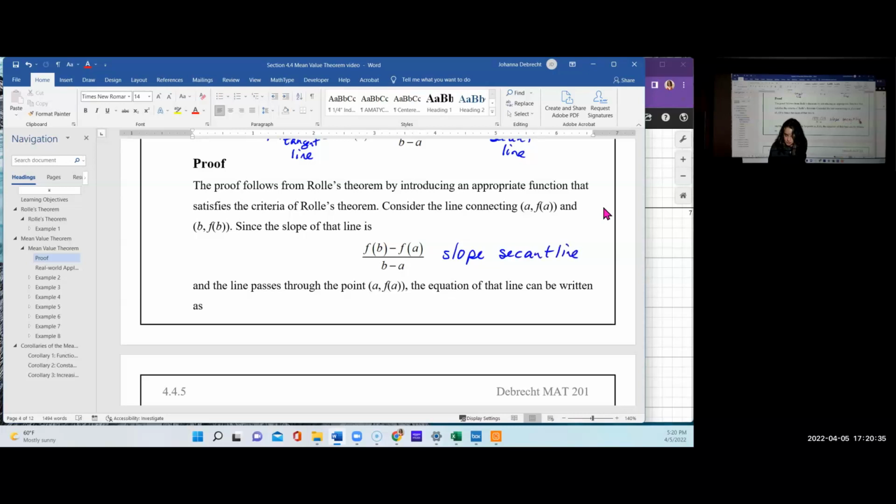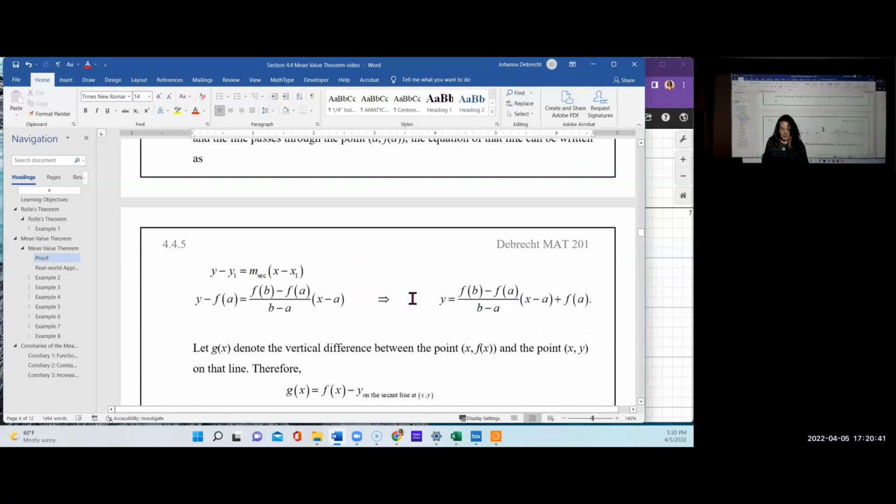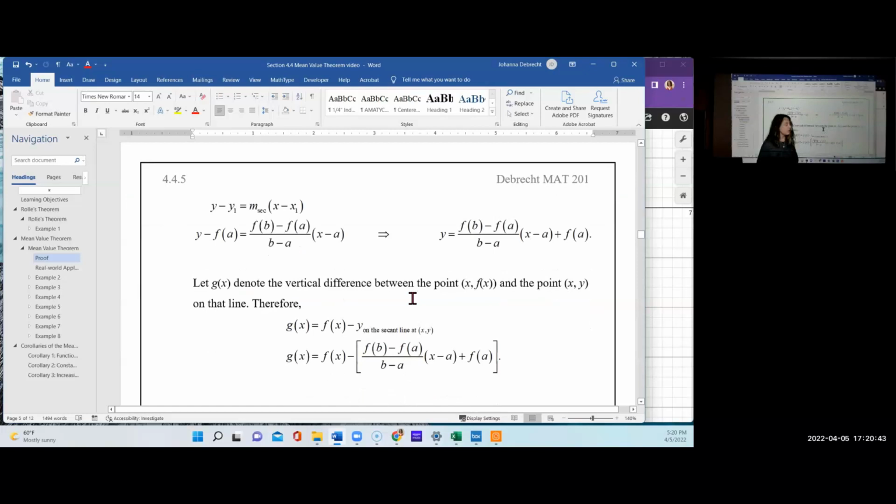We choose one of the points, typically the first one, (a, f(a)), and we write the equation of that line now as follows. This is the point slope form of a line, y minus y1 equals slope of the secant line, x minus x1. We use f(a) for y1, and we use a for x1. So we're using the point (a, f(a)).